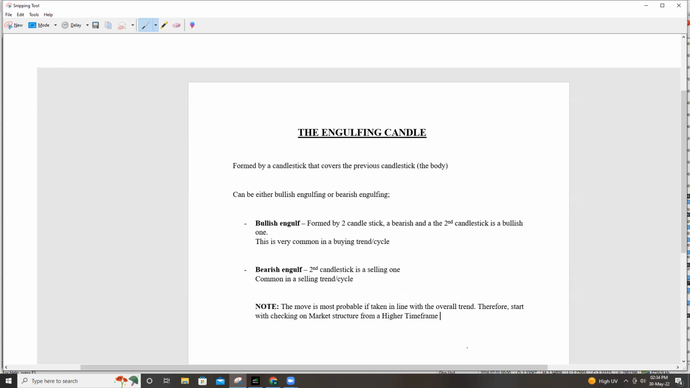Now you can get the engulf even for counter trades. That's why I've given this note here. The reason I've given this note is because you can find the engulfing candle even on counter trends. But note, the move is most probable. Remember, Forex trading is a probability kind of field. So the move is most probable if taken in line with the overall trend. Therefore, always start checking on market structure from a higher time frame.